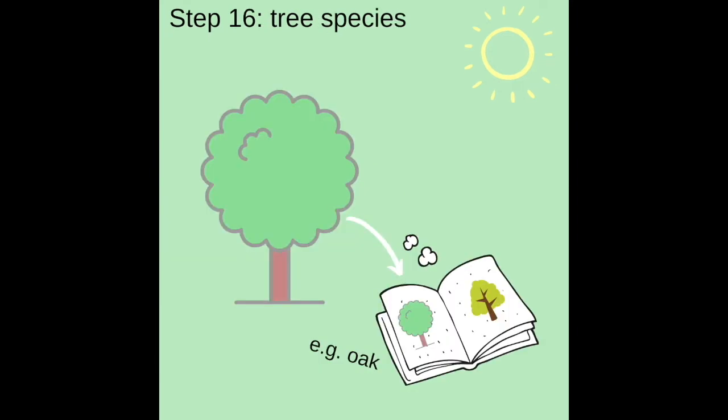Step 16 is to identify the tree species. You may know or be able to identify your tree already, but if not, have a go at using the enclosed Tree ID guide to some common garden trees. Alternatively, there are plenty of other resources such as the PlantNet app.